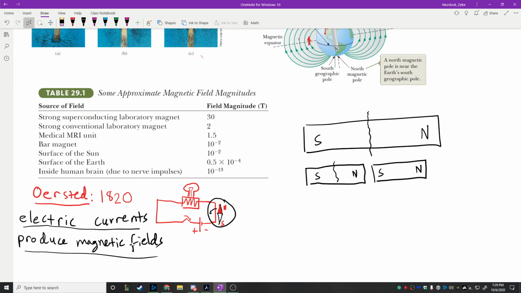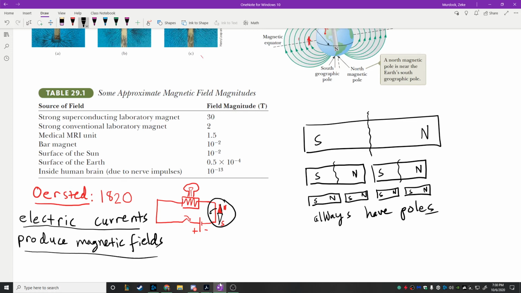And then if you continue that process and you cut it in half again, the exact same thing happens again. You end up getting a south-north here, another south-north here, south-north. Basically, every single time that you try to cut a magnet in half, you always end up with a dipole. You always have two poles. You always have a north pole and you always have a south pole.